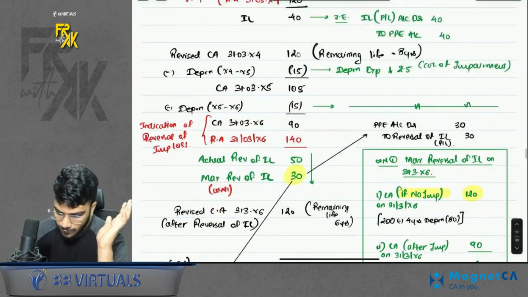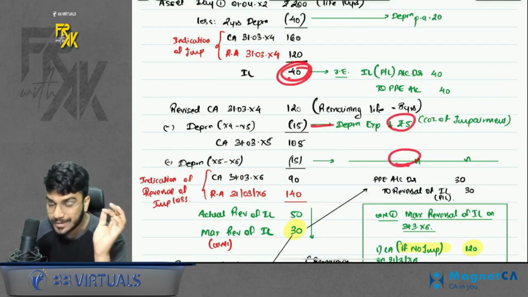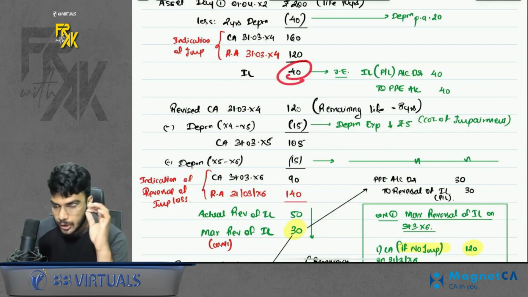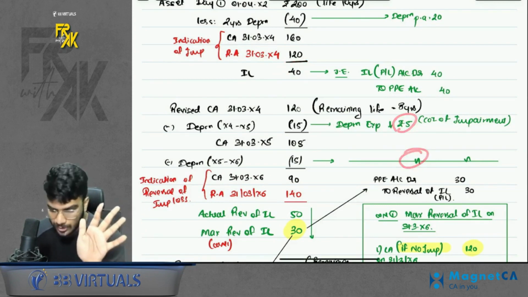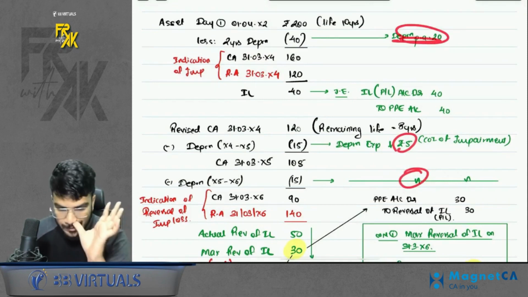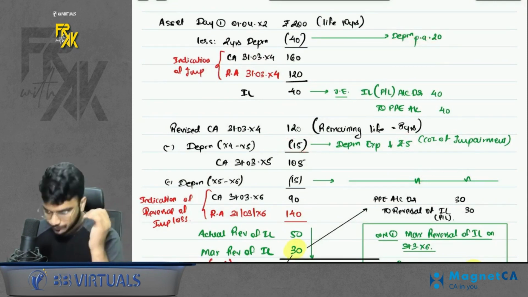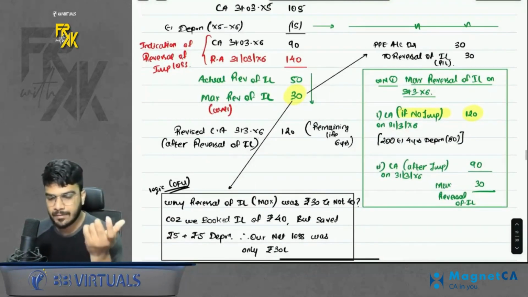The reason being, when you book a loss, you also save rupees 5 depreciation for 2 years. So your net loss was only 30. Why? You booked a loss of 40, but you saved depreciation of rupees 5 each year after booking the loss. Previously your depreciation was 20, now it is only 15. So you are saving rupees 5 each year. That is why the net loss was only 30, so maximum reversal will be 30.